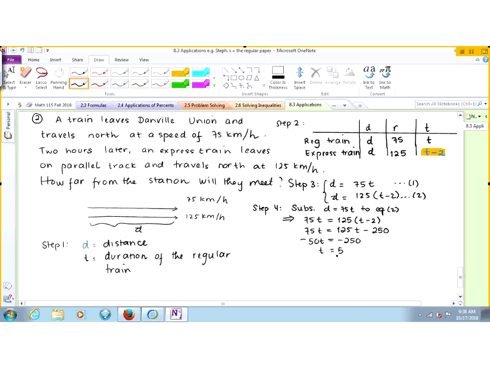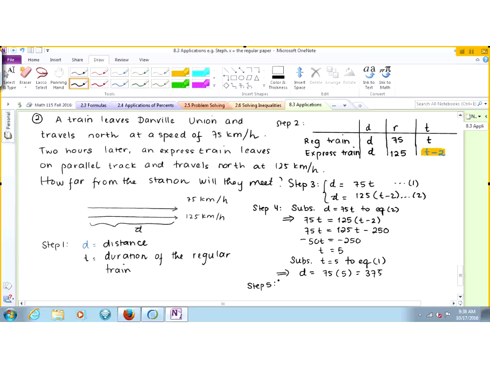So T is 5. Are we done? Is this the answer that we're looking for? No. So what are we going to do? Substitute T equals 5 into equation 1. So D is equal to 75 times 5, which is 375. Okay, now, how do we answer the question?